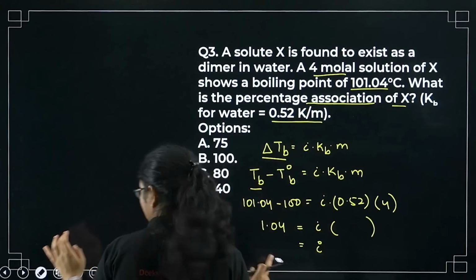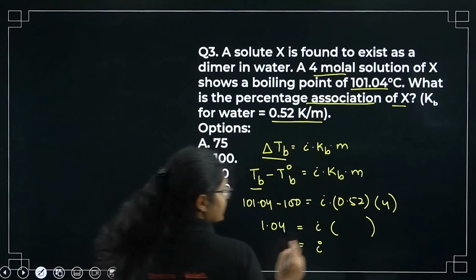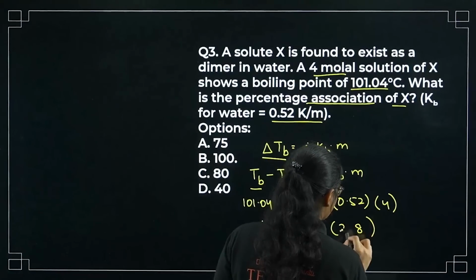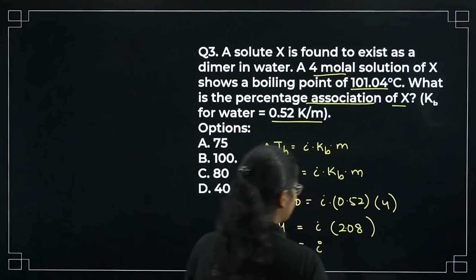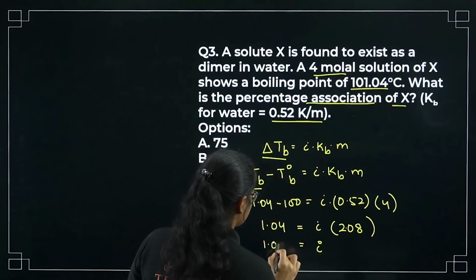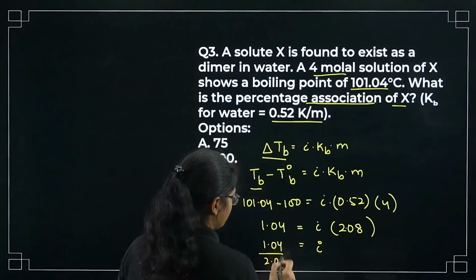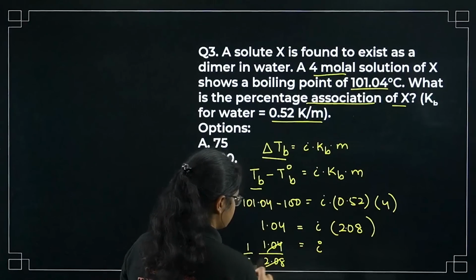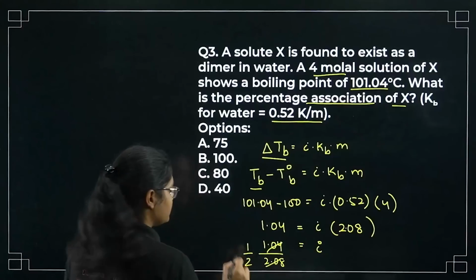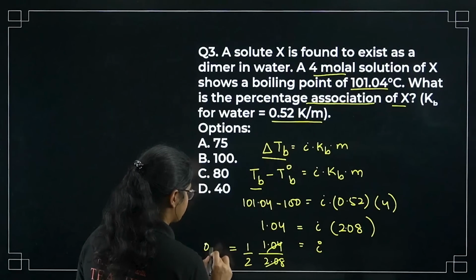Yes, just a minute. So it is 4 2s are 8, 4 5s are 20, right? So now I can see the i value will be 1.04 by 2.08. Now can I see if I multiply 2 here, I'll get this one, right? So it is 1 by 2. So the i value I got is 1 by 2 or 0.5.